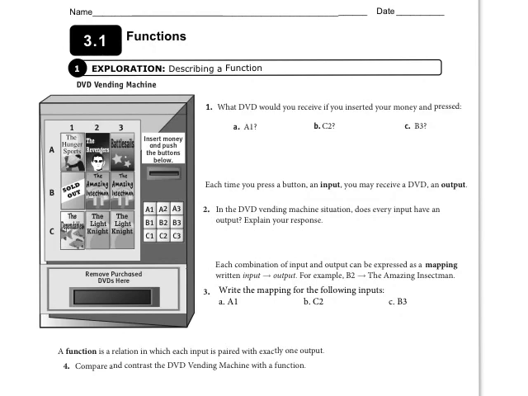The Hunger Sports. Gotta love copywriting, right? So Hunger Sports. Okay. What if you hit C2? The Light Night. And B3? Amazing Insect Man. Okay. All right. So it says each time you push a button and input, you may receive a DVD and output. Okay. So every time you hit a button and input, you may receive a DVD and output.